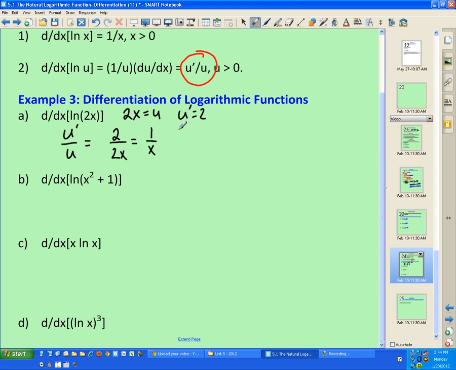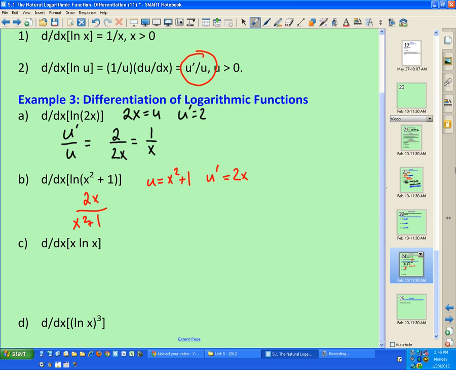So the next one, if I'm going to take the natural log of this, I'm going to say u is x squared plus 1. Then u prime will be 2x. And so now if I do u prime over u, I get 2x over x squared plus 1. Can I simplify this anymore? No, I cannot, because remember that there's a plus sign, so it doesn't simplify much inside there. So hopefully those weren't too bad for you.